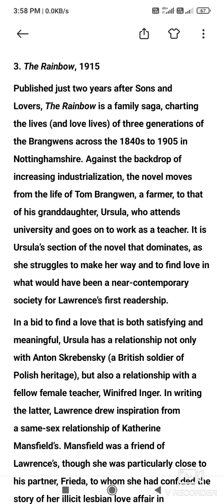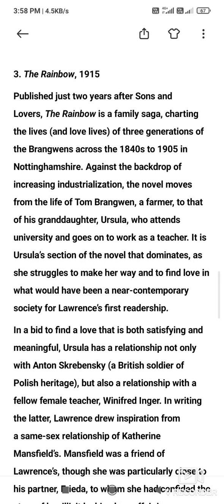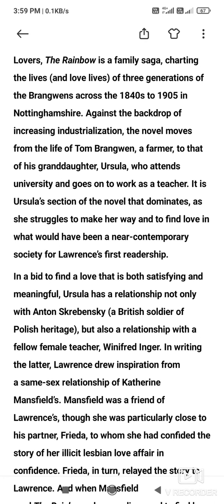So the novel explores the life of the Brangwen family over several generations in the English Midlands. And the novel begins with Tom Brangwen, a farmer है, his wife Lydia है, daughter Ursula है, who becomes the central character. Ursula is portrayed as a free-spirited and independent woman who seeks a job, and Ursula, who attends the university and goes to work as a teacher. It is the Ursula section of the novel that dominates as she struggles to make her way and to find love in what would have been a near contemporary society.